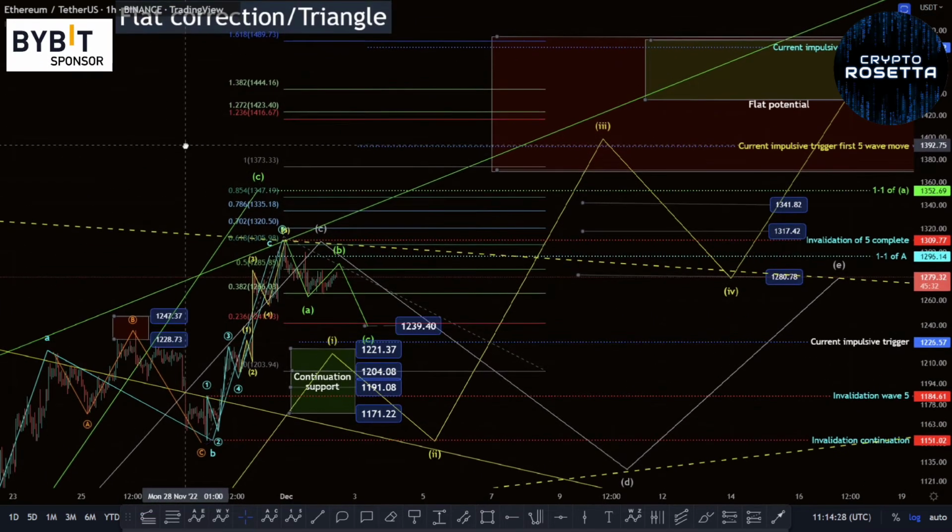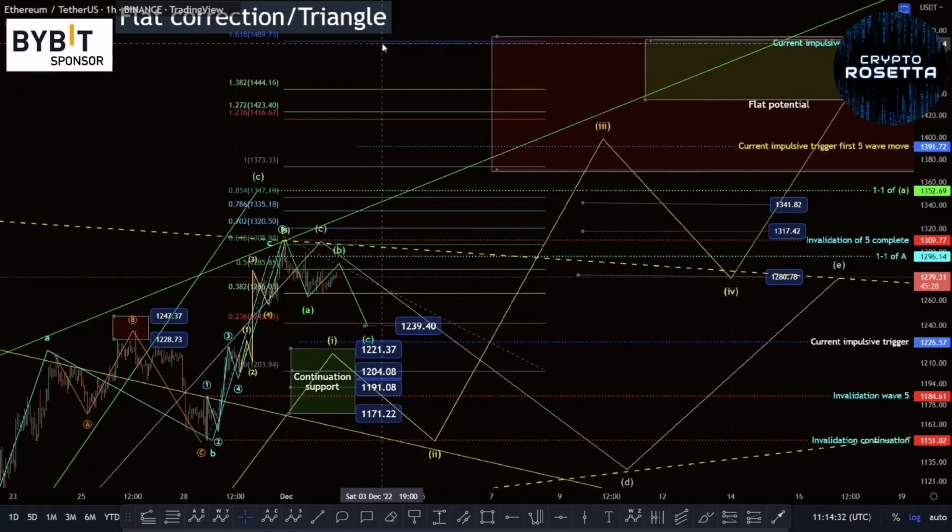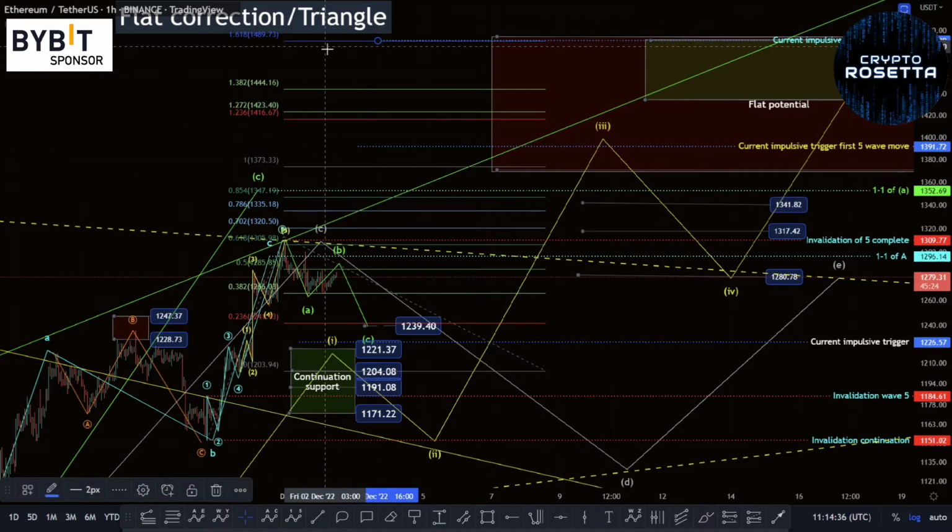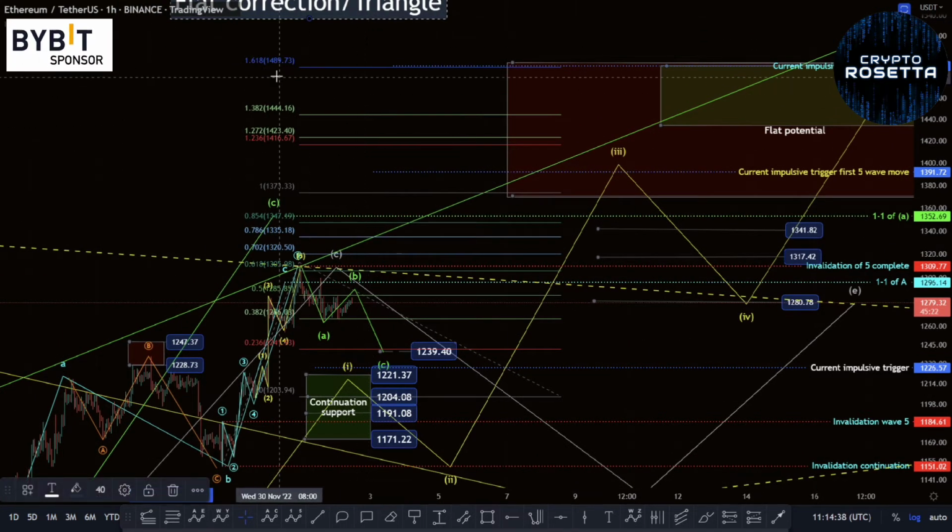So currently the impulsive trigger is up here at this, let me move this back up here, at this 1,489 area. It's not Bitcoin, this is Ethereum. What we'd be looking at is that as an impulsive trigger.